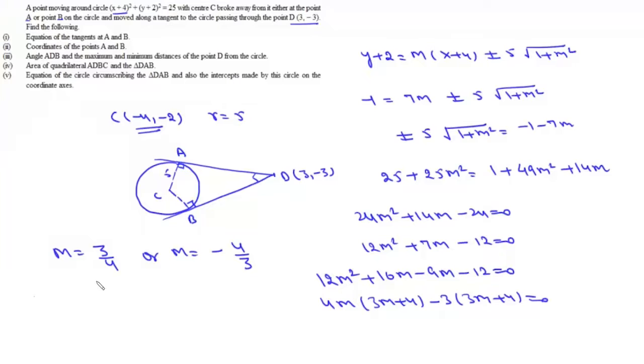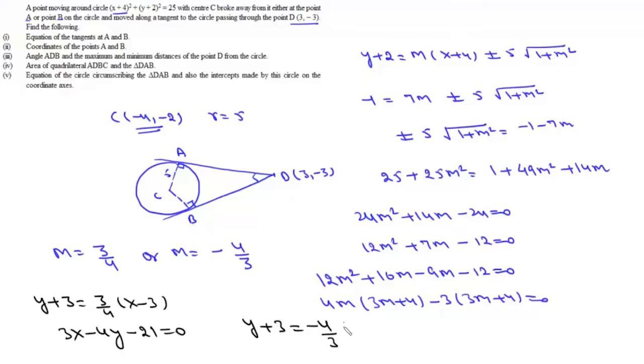Now once we have m and we have this point, we can write the equation of these tangents. So one of the equations will be y plus 3 equals 3 by 4 times (x minus 3), which is 3x minus 4y minus 12 minus 9, that is 3x minus 4y minus 21 equals 0, and the other one will be y plus 3 equals minus 4 by 3 times (x minus 3), which is 4x plus 3y minus 3 equals 0. So these are the equations of the two tangents.